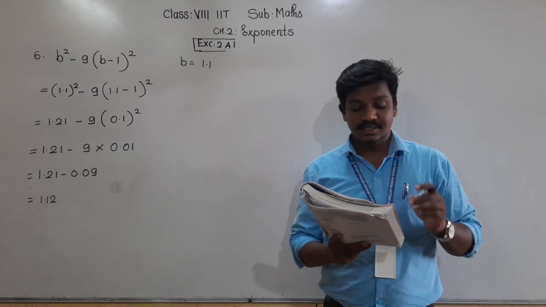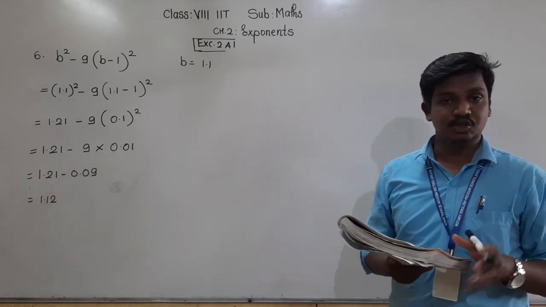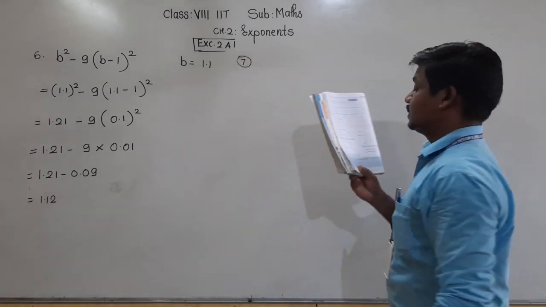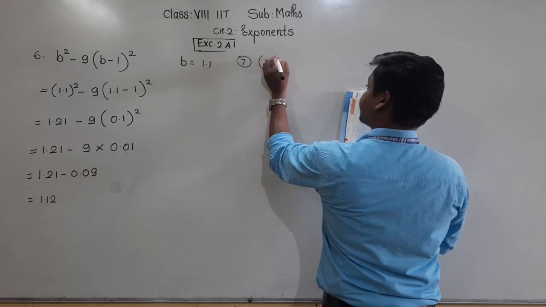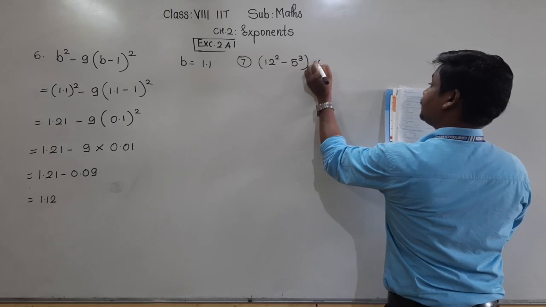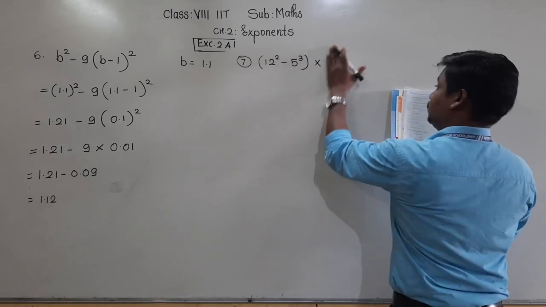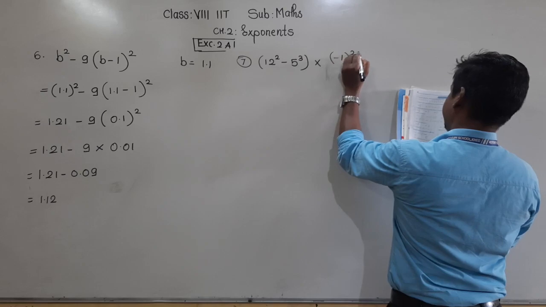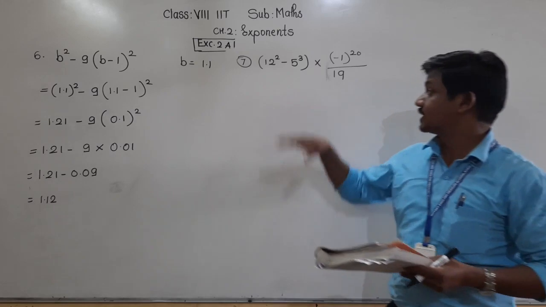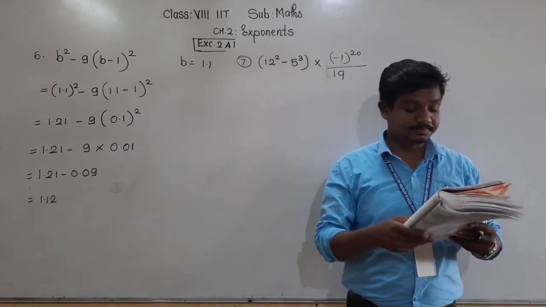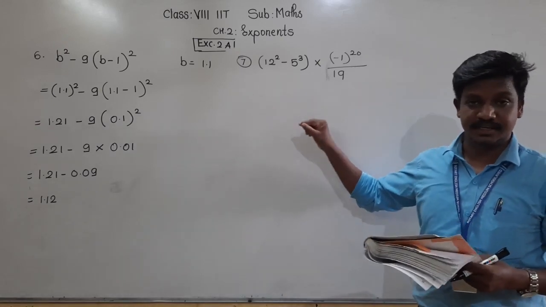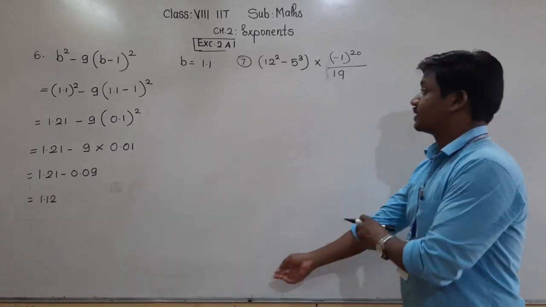Now see question number 7 and 8. They are multiple choice questions. Let us solve question number 7. 12 square minus 5 cube into (minus 1) raised to the power 20, upon 19, equals what? So this is the given example and 4 options of the answers are given here. Out of 4, 1 is correct. So you have to solve and find the correct answer.